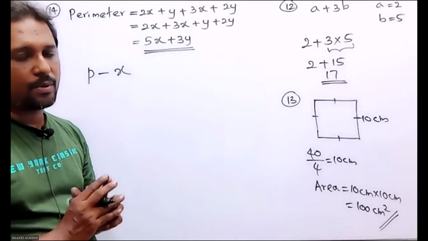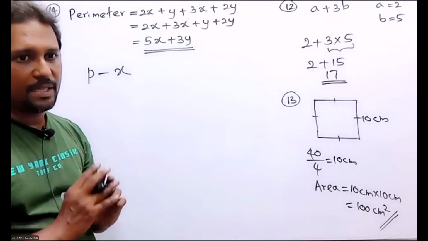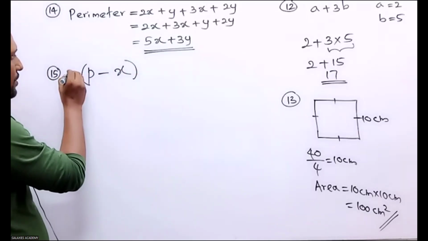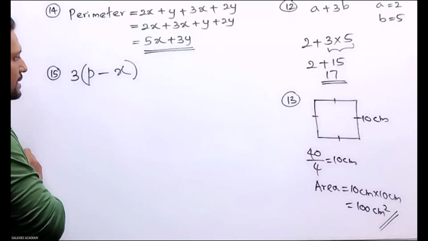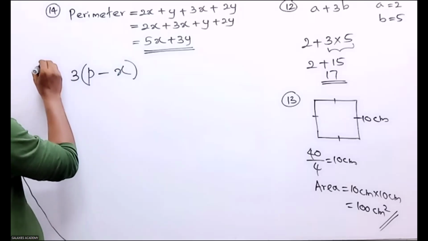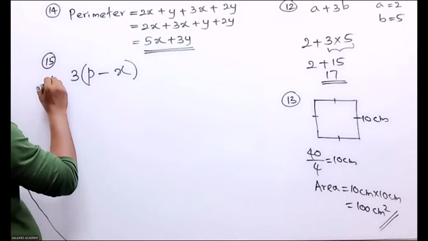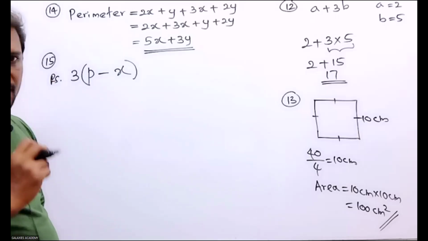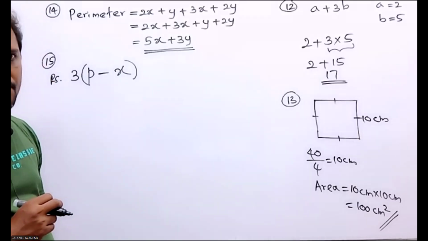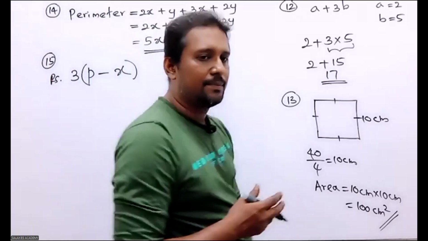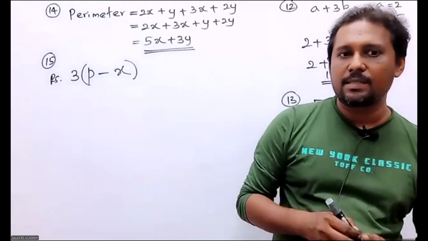Then you have to write the price of 3 pencils. Then what do you have to do? This one you have to multiply by 3. So what is the answer? 3 bracket P minus X rupees. Right? Are you clear? Can you understand it?